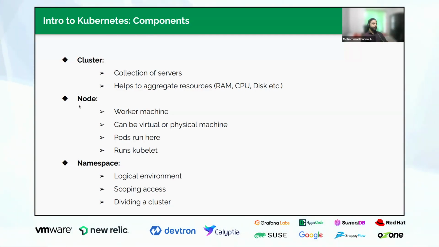Then there is a concept called node. We talked about the collection of servers. The servers are actually called node here. That's the main component of a cluster. They are just working machine. They can be virtual machines or they can be physical machines. Also, the pods actually run here in the nodes. The pod actually can run a Docker container. Docker runtime. So pod actually run their container in those Docker environment.